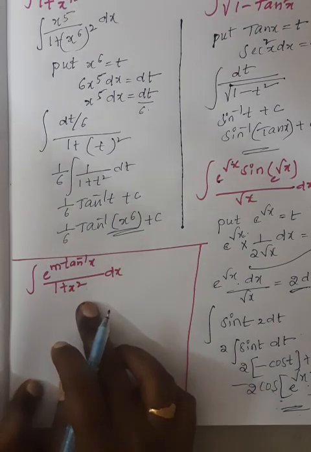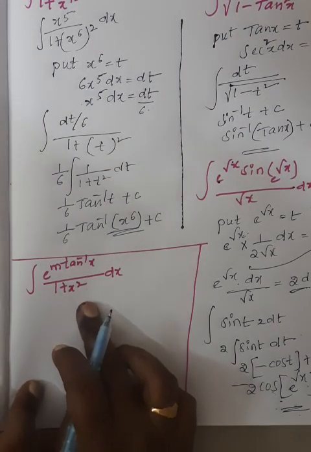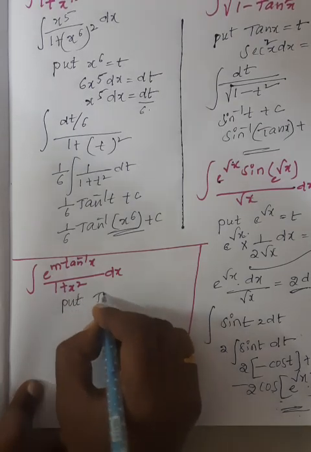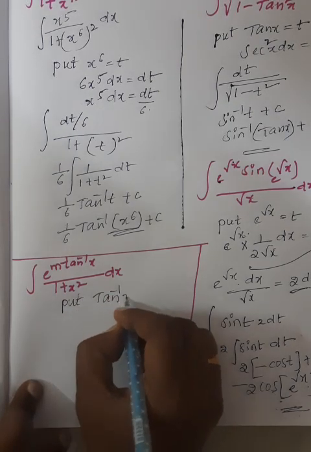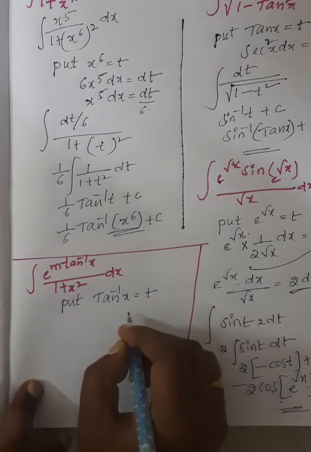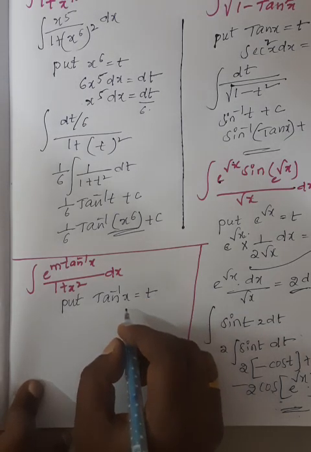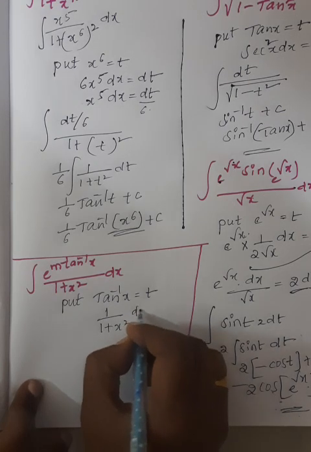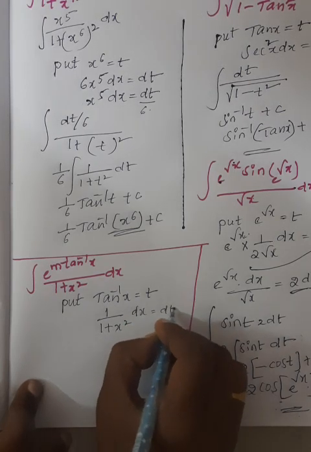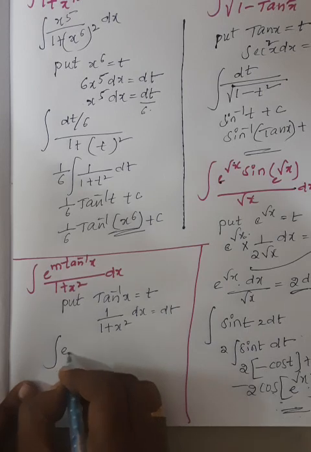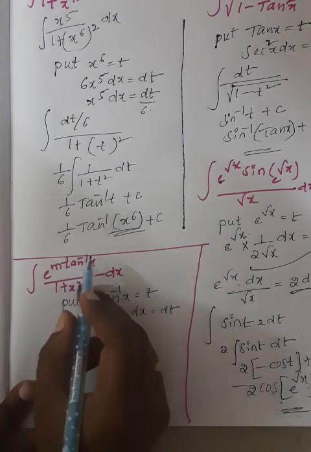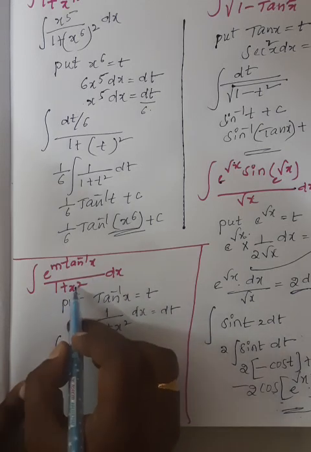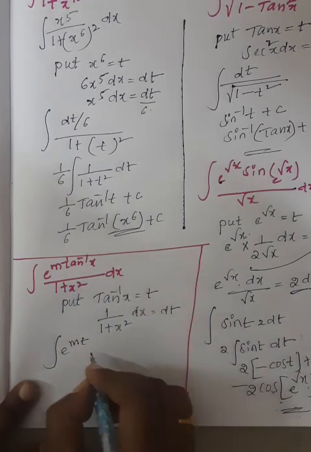In this question, we have to consider tan inverse x as t. So put tan inverse x is equal to t. Then you have to differentiate both sides, you will get 1 by 1 plus x square into dx is equal to dt. Now substitute in the question e power m into tan inverse x is mt. 1 by 1 plus x square into dx will become dt.